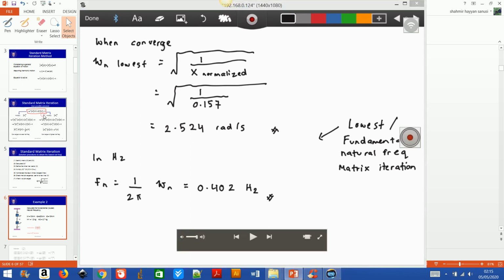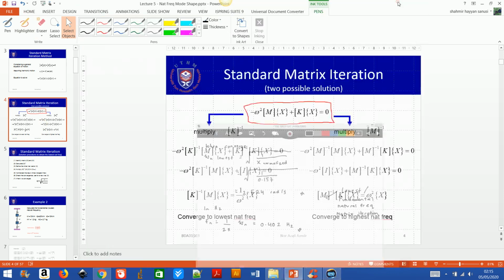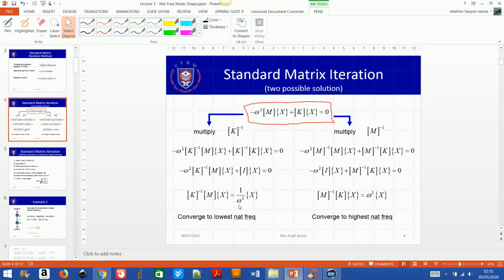So again, if you refer to the lecture notes, in order for you to get the lowest natural frequency, you need to multiply with K inverse. But if you want to get the highest natural frequency, you need to multiply it with M inverse. So that's all for the standard matrix iteration method.